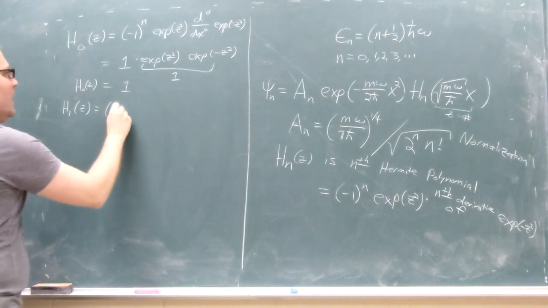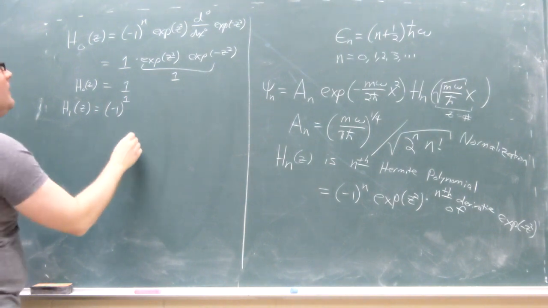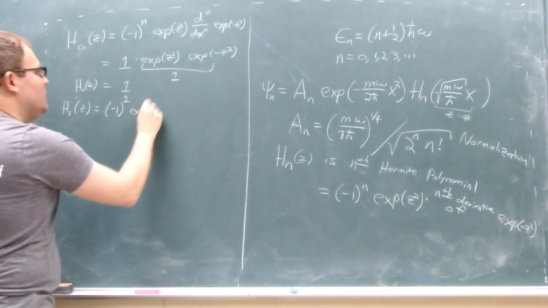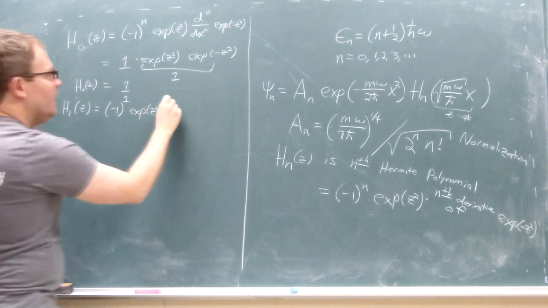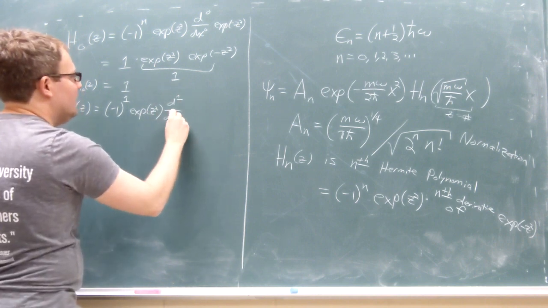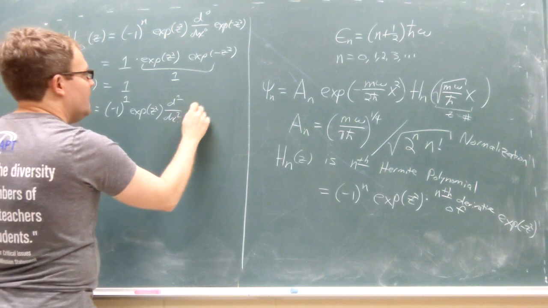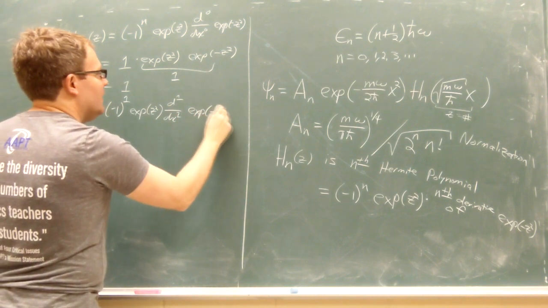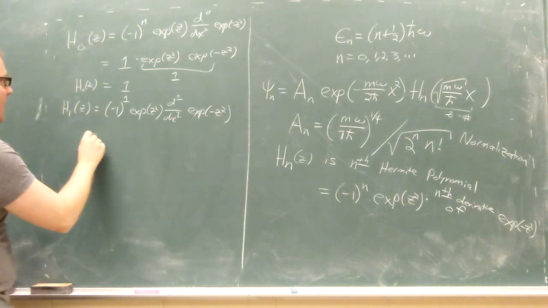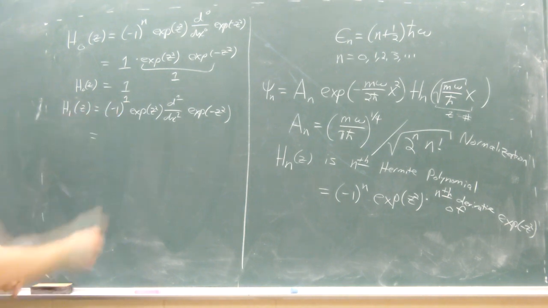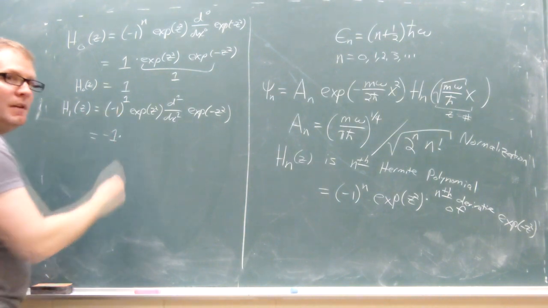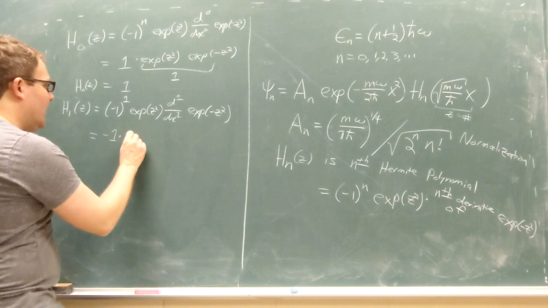So that's going to be -1 to the first power, exponential z squared. That's always the same. Then the first derivative of this exponential -z squared. Okay? -1 to the first power, that's going to be a -1. So the overall thing has a minus sign.